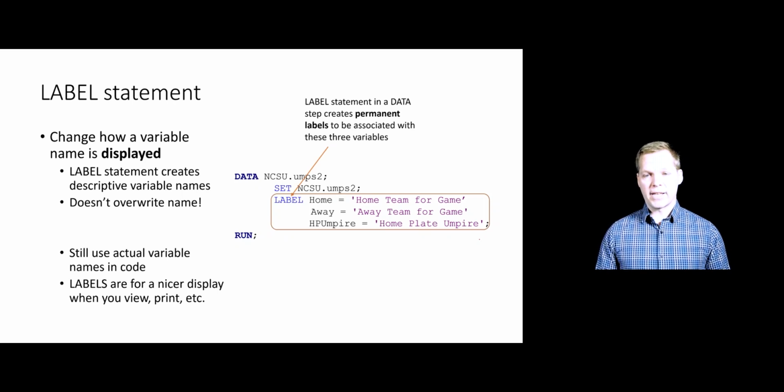Let's look at an actual example of using that label statement. Just like we saw in that previous syntax, we can just do label, put the variable that we want to give a descriptive label, an equal sign, and then a quoted string for the label we want to assign to it. When we create labels in a data step, these are called permanent labels, and they're going to be associated with that data set anytime you then use it in, say, a proc step. So if I did proc print data equal umps2, because that's the data set I'm creating up here, these labels will be associated with that data set, and you can call them and use them. You can also create labels in proc steps, but then they aren't necessarily permanently associated.